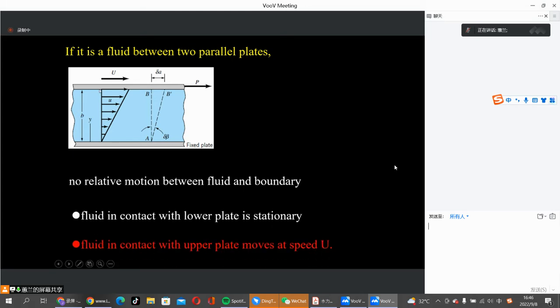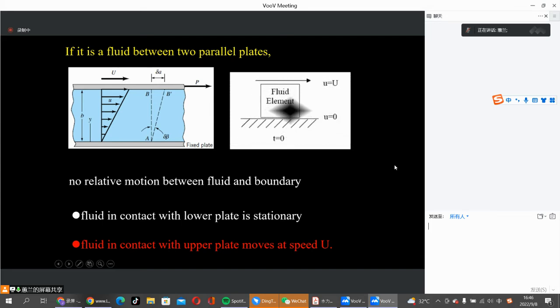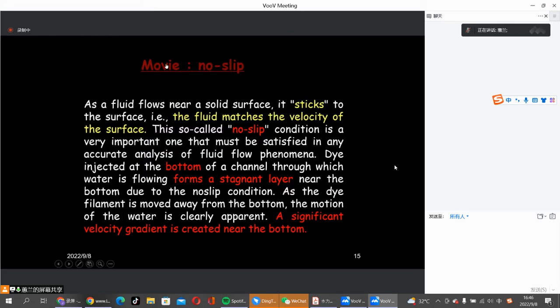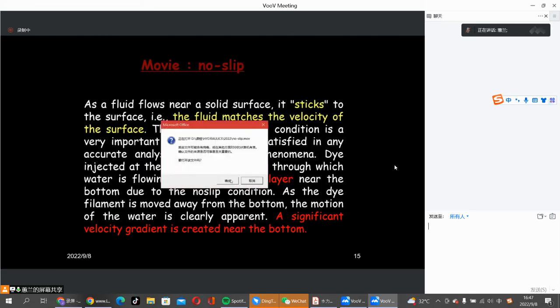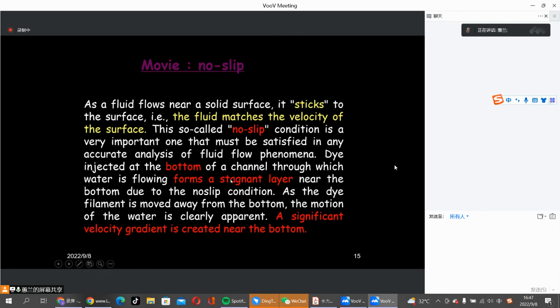So when there are two plates, one fixed and the upper one moving with a uniform velocity u, the fluid in contact with the lower plate has velocity equal to zero, while the velocity of the fluid in contact with the upper plate will be equal to the velocity of the moving plate, u, okay? We can watch this movie to be more clear about the no slip boundary condition.